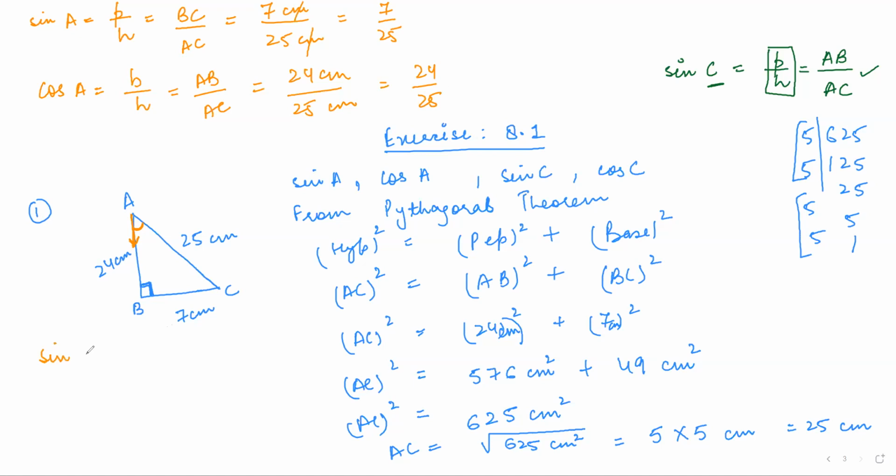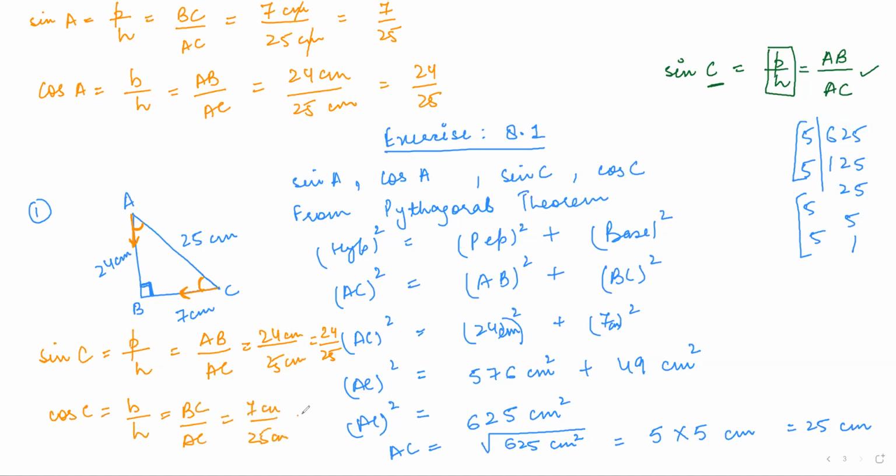Now sine of C you have to find. So C is this angle. That means this one is a base now. This side. So perpendicular upon hypotenuse. Now perpendicular will be AB. Hypotenuse is simply AC. So 24 centimeter by 25 centimeter. That is simply 24 by 25. And similarly, cos of C you can write. Base by hypotenuse. Base is now BC, AC. So that is 7 centimeter by 25 centimeter. That is simply 7 by 25.